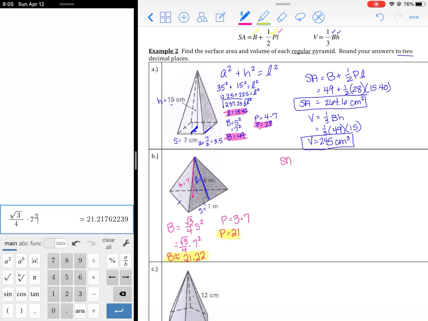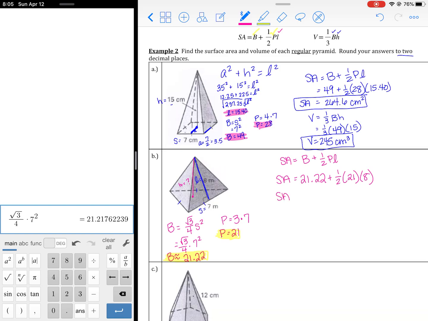So the surface area equals the area of the base plus 1/2 times the perimeter times the slant height. So for my surface area, I'm going to go in and plug in my base area. And then I'm going to do plus 1/2, and I'm going to plug in the perimeter, which was 21, and my slant height. So the slant height was in the original picture, and that was 8.